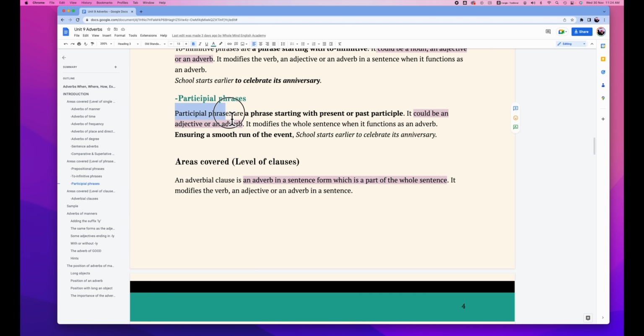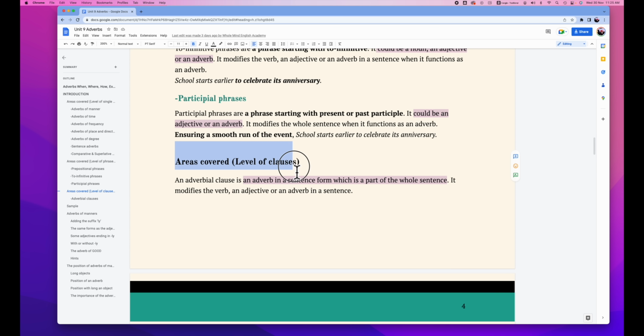Another one. Participial phrases are phrases starting with a present or past participle. It could be an adjective or an adverb in the sentence. If it is an adverb, it modifies the whole sentence. For example, school starts earlier to celebrate its anniversary, ensuring a smooth run of the event. Ensuring a smooth run of the event is a participial phrase, functioning as an adverb.